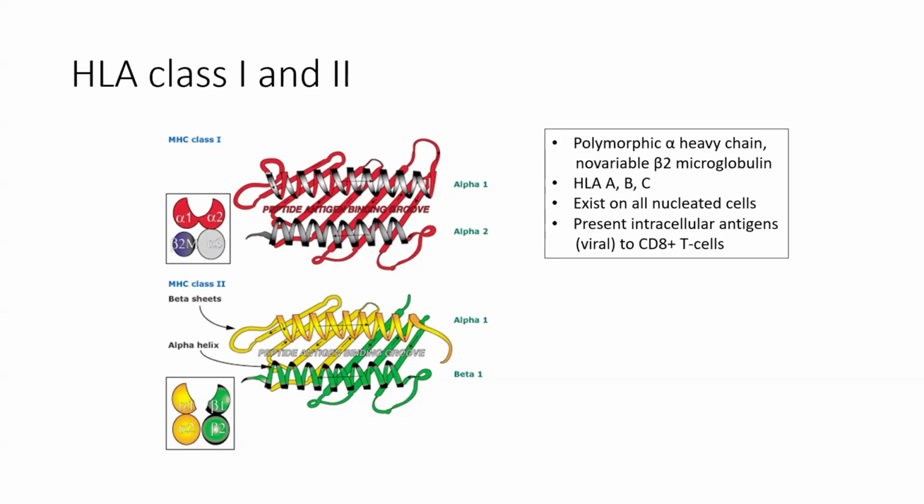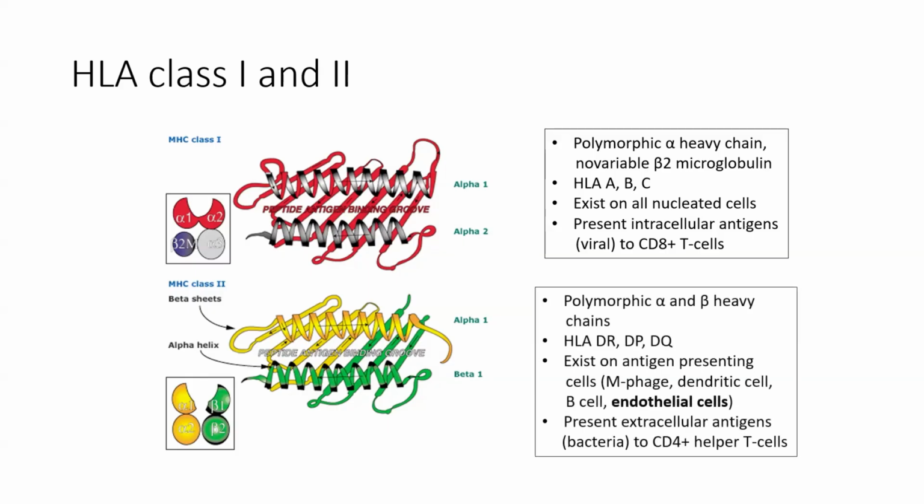So there are some nucleated cells in the eye. Obviously, mature red blood cells, erythrocytes, don't express it. These are particularly important for presenting intracellular antigens to T cells. So obviously, viruses are big. And then this is the class two. These are found on what are called antigen presenting cells.